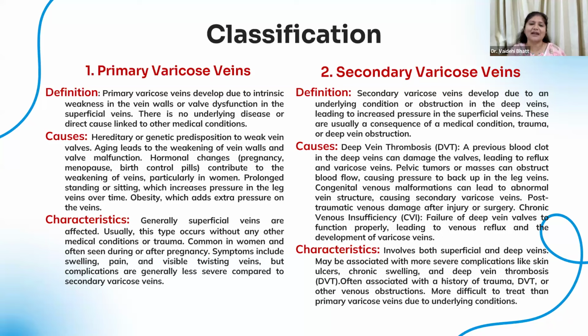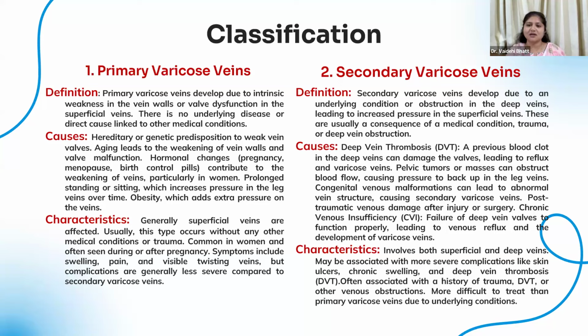If we are going to categorize the primary and secondary one, the primary one occurs without any medical complication or trauma, and may develop due to normal physiological changes with pregnancy. But yes, it will also cause swelling, pain and visible twisting veins, and complications. There is somewhat like a pain, but it won't remain for a longer time. That's why it won't cause a varicose ulcer.